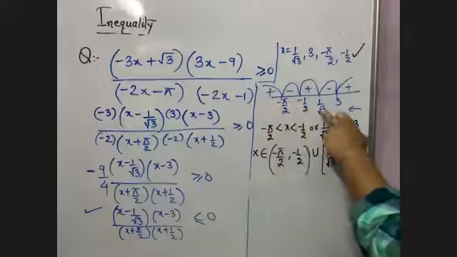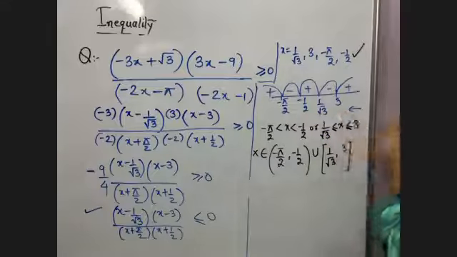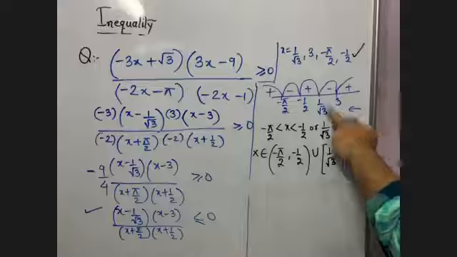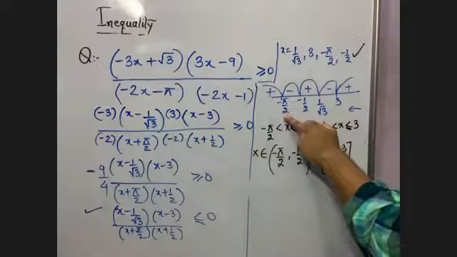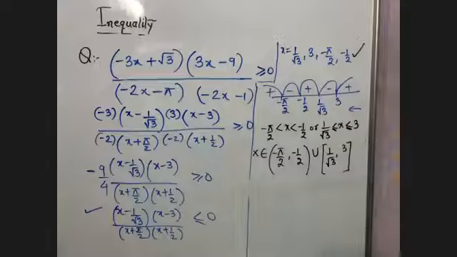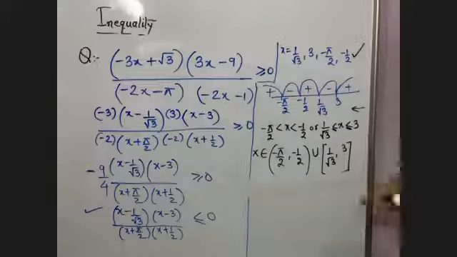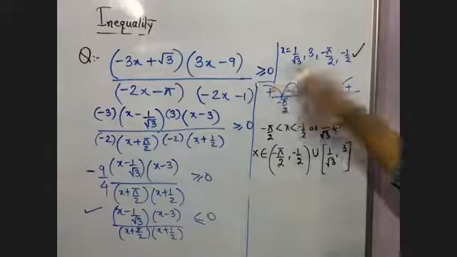-π/2, -1/2. I hope you won't have confusion writing in increasing order. -π/2 is the smallest. Then -1/2, then 1/√3, then 3. Okay, there won't be any confusion. After this, proceed from right to left, distributing alternate signs starting from positive: plus, minus, plus, minus, plus.